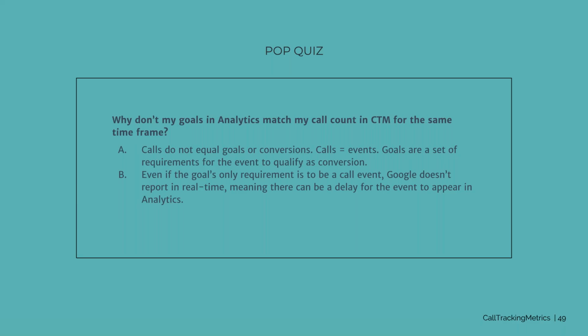Okay, so we have a quick pop quiz for brownie points. So why doesn't my goal in Analytics match my call count in CTM for the same time frame? Is it A, calls do not equal goals are conversions, calls equal events, goals are a set of requirements for the event to qualify as a conversion? Or is it B, even if the goal's only requirement is to be a call, Google doesn't report in real time, meaning there can be a delay for the event to appear in Analytics?